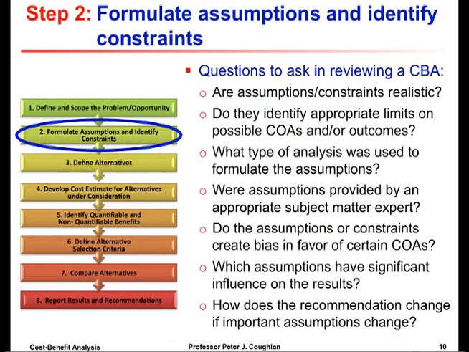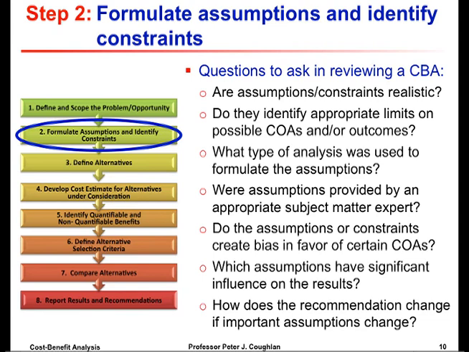What sort of questions should you ask as you review a cost-benefit analysis that somebody else has done related to step 2? Well, basically, this is the assumptions and constraints. Are they realistic? Are you making good assumptions? Do the constraints make sense? Are we putting the appropriate limits, or are we limiting too much our courses of action and our possible outcomes?